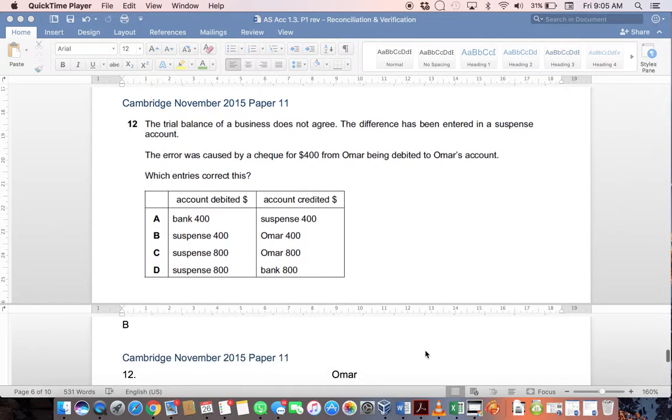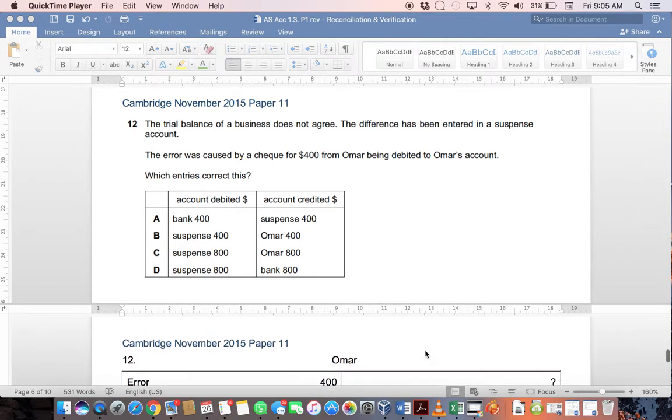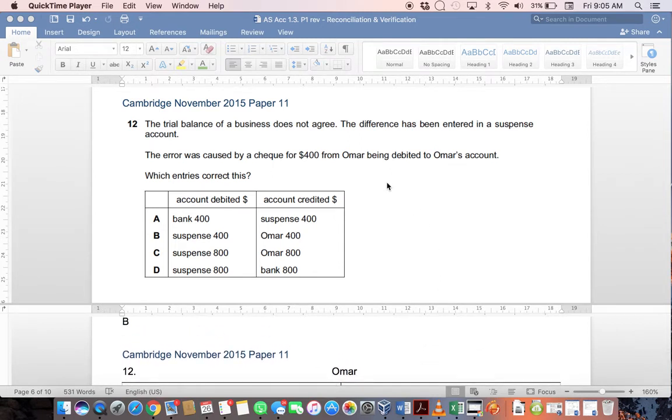Number 12 from November 2015, paper 1-1. The trial balance of a business does not agree. The difference has been entered in a suspense account, a very common practice. Remember that basically the suspense account would then just have the amount that you would need to do as a correction. So if a suspense account has a debit balance, it means you need to debit an account somewhere. The error was caused by a check of $400 from Omar being debited to Omar's account. Which entries would correct this?